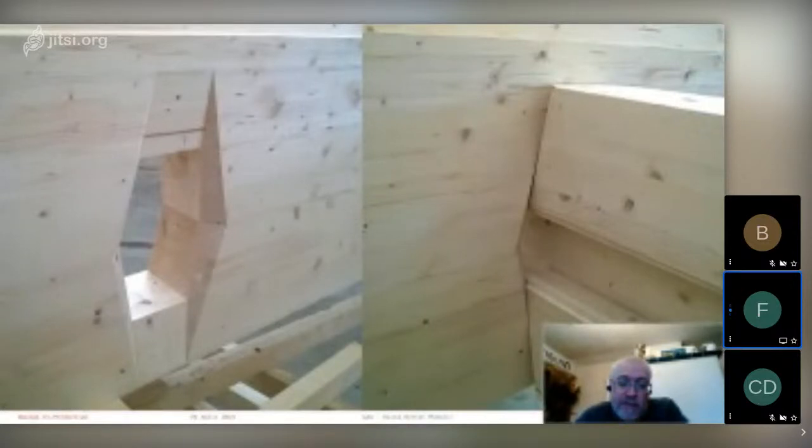So there's 2 beam halves put together on the left-hand image without the crossing beam, and on the right-hand side you see the crossing beam going through the hole in the middle.